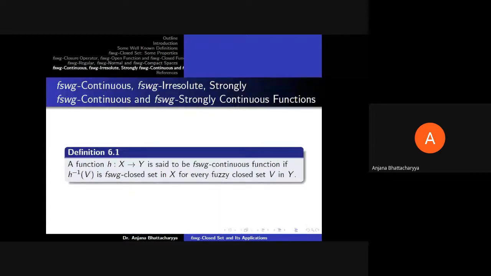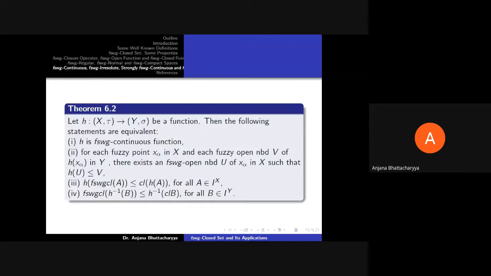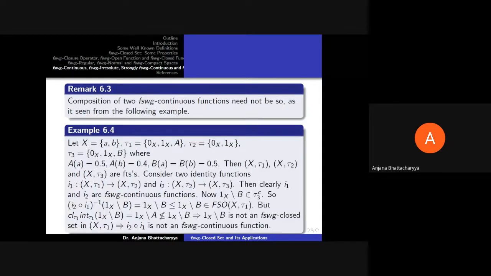Now we come to our last section. A function h: X to Y is called FSWG continuous if the inverse image of a fuzzy closed set is FSWG closed. This is the characterization. A function h: X to Y is FSWG continuous if and only if for every fuzzy point xα in X and every fuzzy open neighborhood V of h(xα) in Y, there exists an FSWG open neighborhood U of xα in X such that h(U) is less than or equal to V. If and only if h of FSWG closure of A is less than or equal to closure of h(A) for all fuzzy sets A in X, and for all fuzzy sets B in Y, FSWG closure of h inverse of B is less than or equal to h inverse of closure of B.